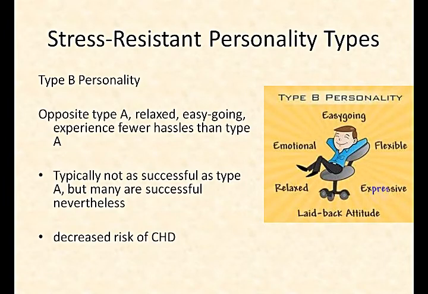Stress resistant personality type: the Type B personality. Opposite of Type A, they are relaxed and easygoing, and experience fewer stress-related problems than Type A. Typically not as successful as Type A, but many are successful nevertheless. They have a decreased risk of coronary heart disease. The Type B personalities are easygoing, emotional, flexible, relaxed, expressive, with a laid back attitude.